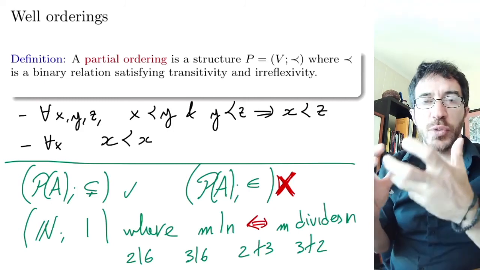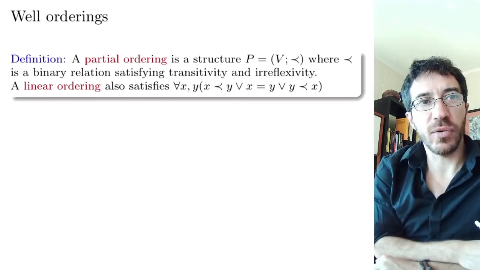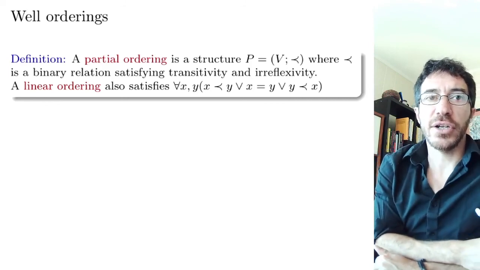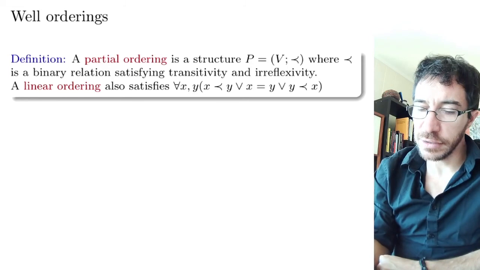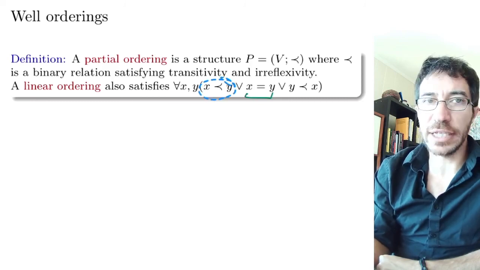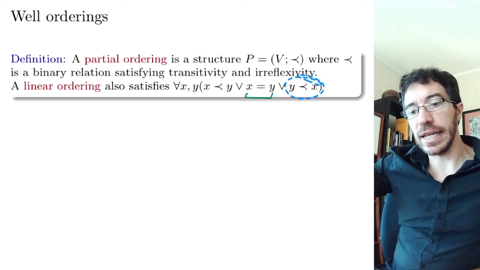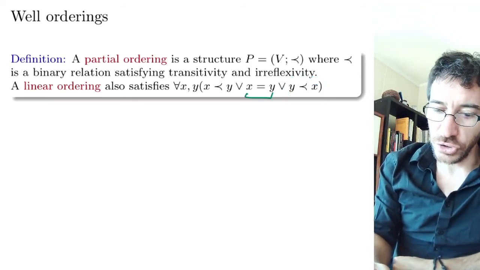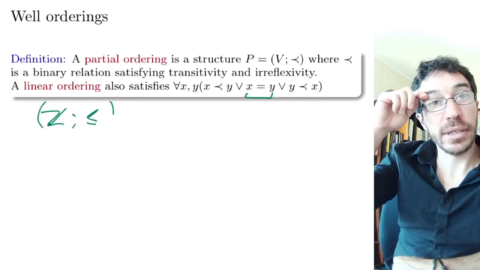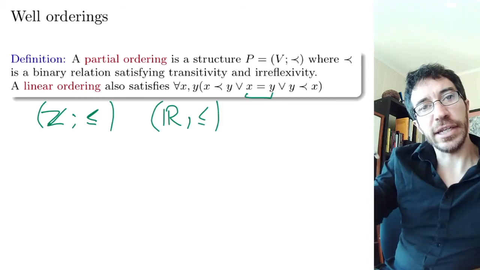And also in the case of inclusion, we may have subsets of A which are not subsets of each other. When that doesn't happen, what you have is a linear ordering. In a linear ordering, for every two elements, they have to be related. Either they are equal, or x is below y, or y is below x. They are called linear orderings because they have to be ordered kind of in a line, right? So the natural numbers, or the integers with the usual less than or equal, that's a linear ordering, or the reals with the usual less than or equal. They look like a line.